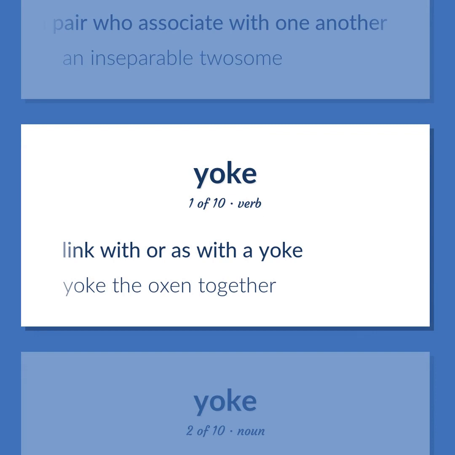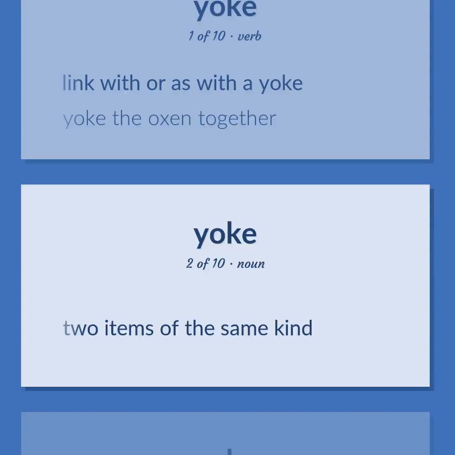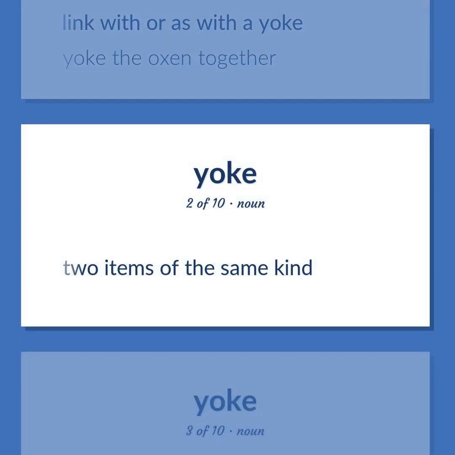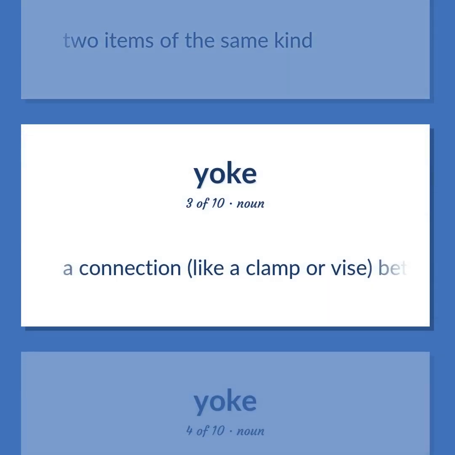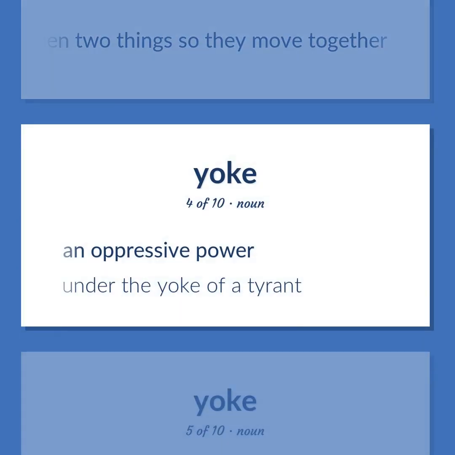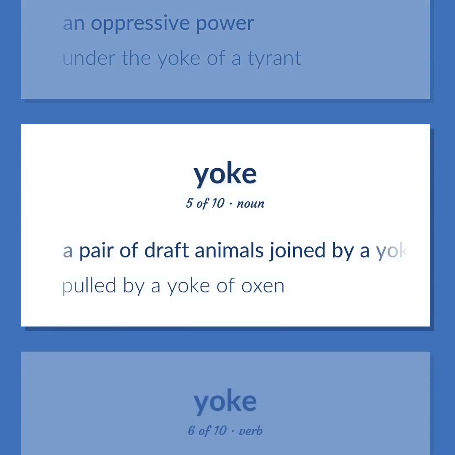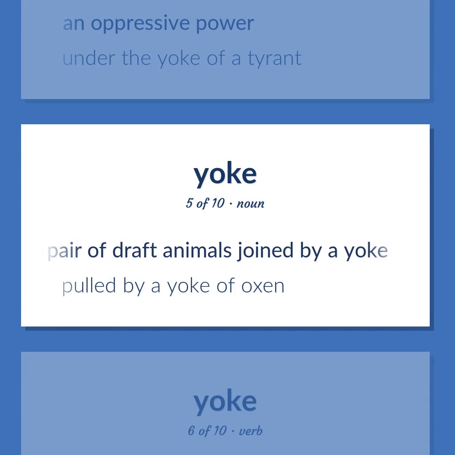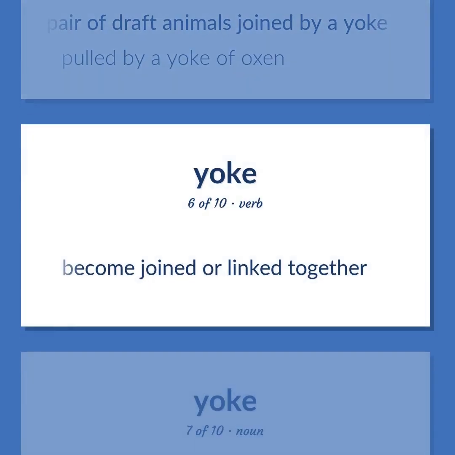Link with or as with a yoke. Yoke the oxen together. Two items of the same kind. A connection, like a clamp or vice, between two things so they move together. An oppressive power. Under the yoke of a tyrant. A pair of draft animals joined by a yoke. Pulled by a yoke of oxen. Become joined or linked together.